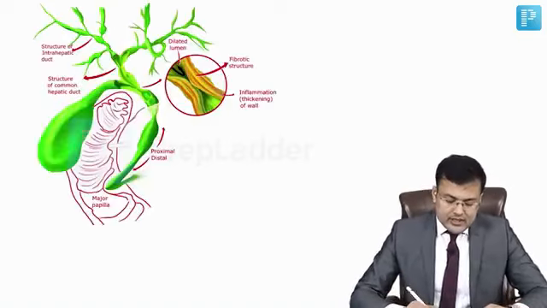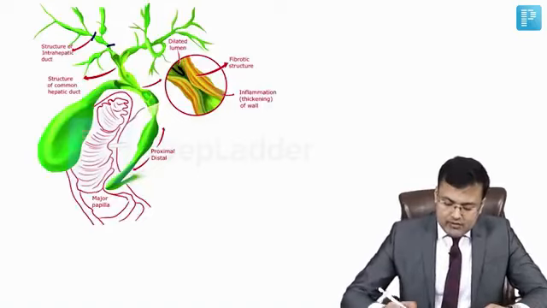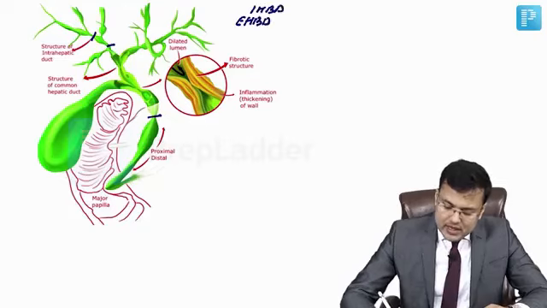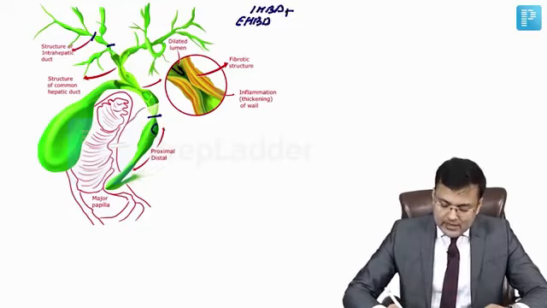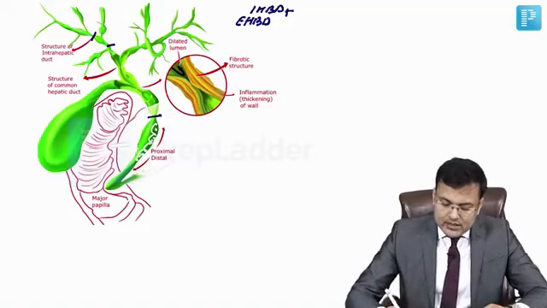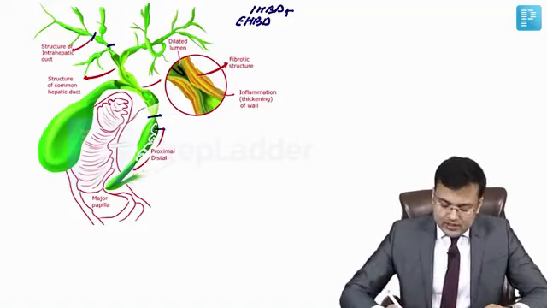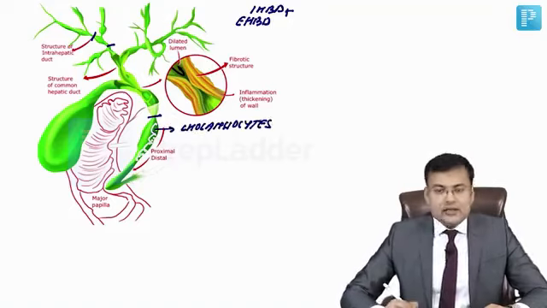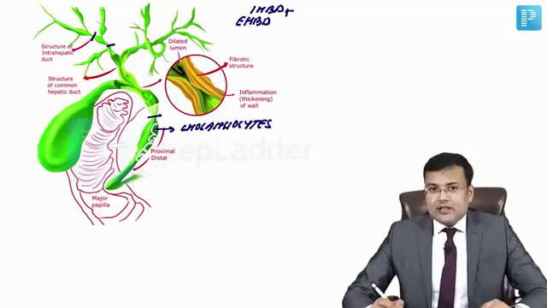In this image, you can see that there are multiple strictures involving both the extrahepatic as well as intrahepatic bile duct. There are cells lining the bile duct. What are these cells? These are cholangiocytes, cells lining the bile duct. These are the target cells of injury.